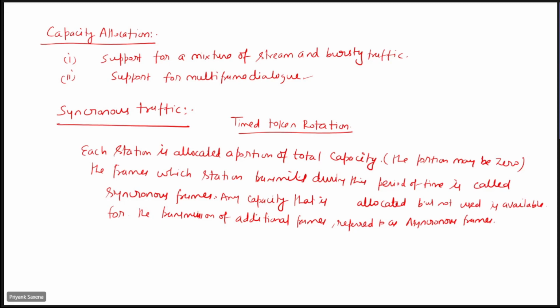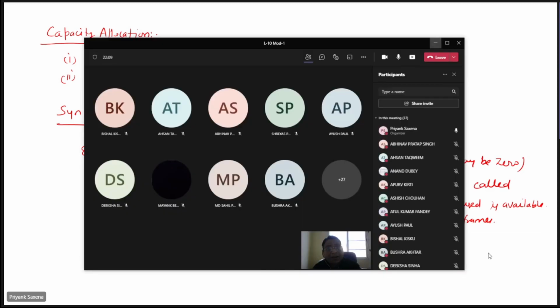So here the total capacity, each station is allocated a portion of total capacity. Please understand it carefully, because a numerical will definitely come if it is an end semester examination.